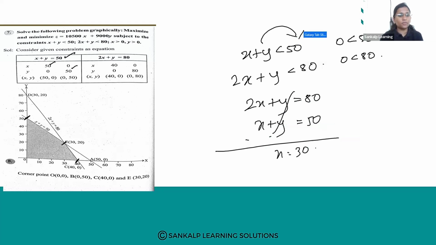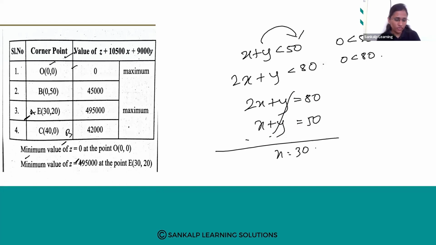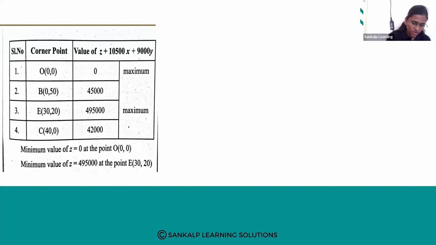So what is the feasible region? Therefore OABCO is your feasible region with the corner points 0, 0, 0, 50, B is 30, 20, and C is 40, 0. Everything you have to write, okay? And if I take this, the objective function was Z equals 10,500x plus 9,000y.